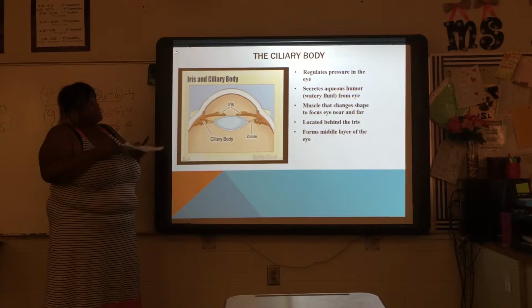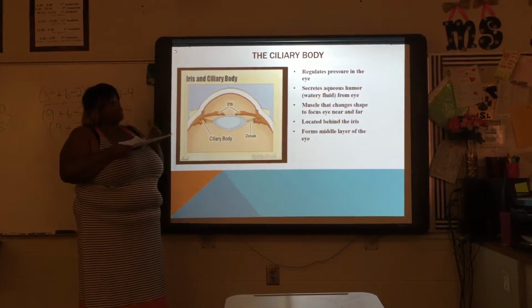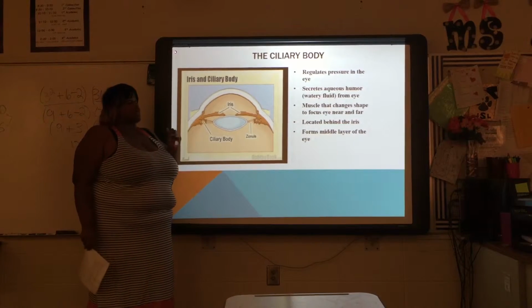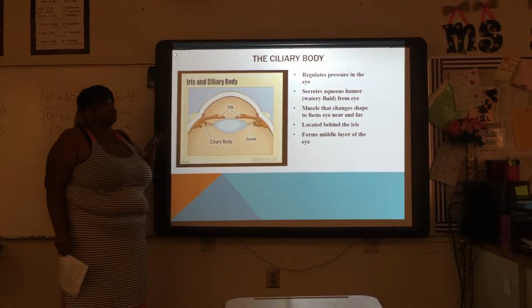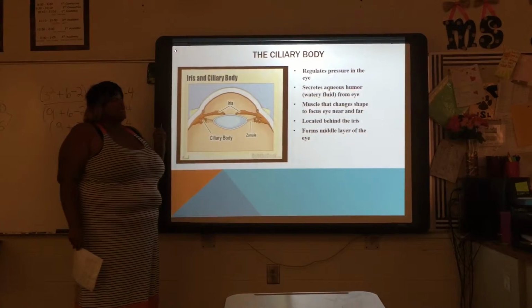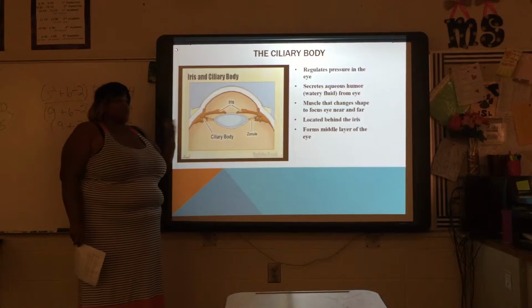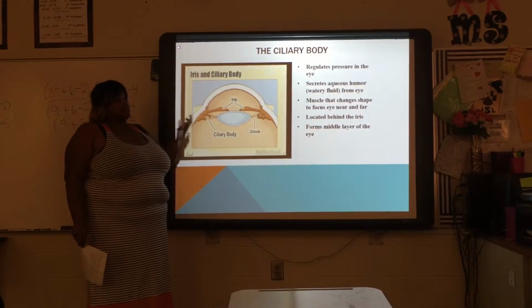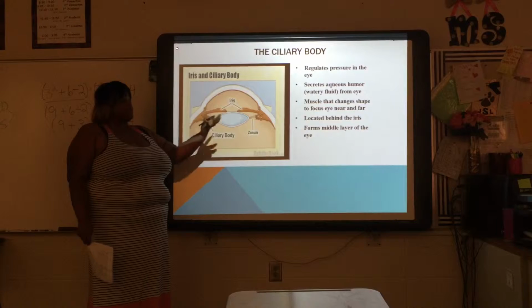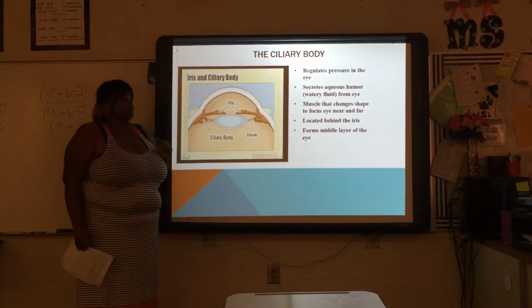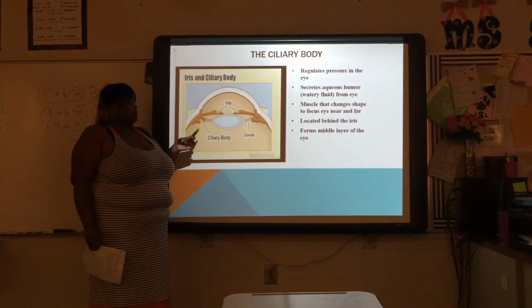The ciliary body regulates pressure in the eye. That's one of its two main functions. The second one is that it secretes aqueous humor, or a watery fluid, in the eye. And the muscles that change shape to focus the eye near and far. So when you're trying to see something near and far, it's because those muscles are expanding and moving so that way you can see it. It is located behind the iris, and it forms the middle layer of the eye.